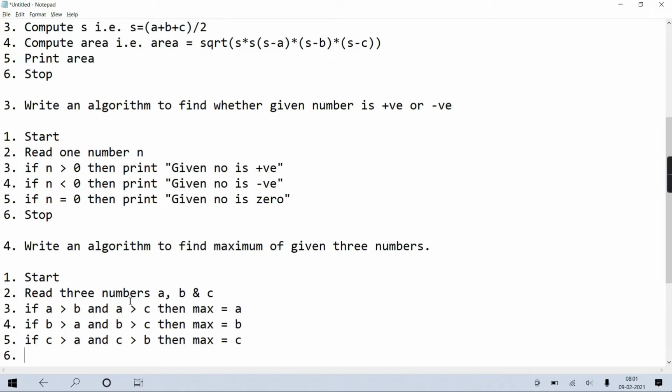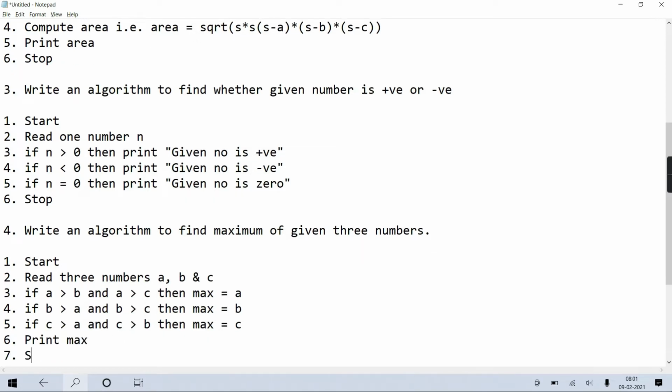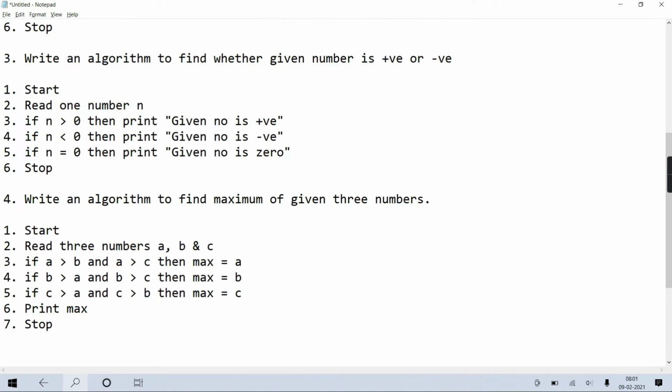So I'm checking whether A is greater than the other two. If A is greater than the other two, A is maximum. But suppose A is not greater than the other two, then check whether B is greater than the other two. Yes, so B is maximum. Or check whether C is greater. Okay? And then finally we are going to display max. Isn't it? Print max, whatever has come in max.